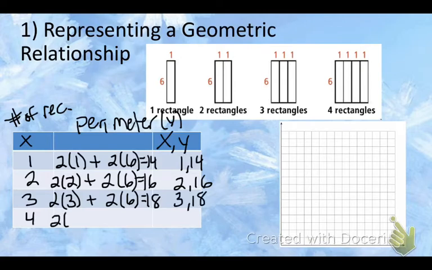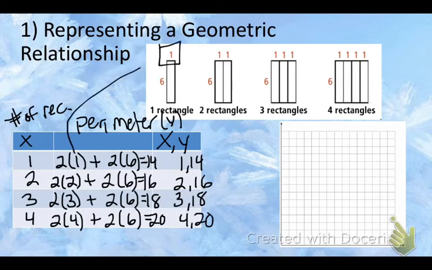And then we have 2 of the 4 lengths plus 2 of the 6 lengths, which gives me a total of 20. So as I look at this, again, I have 2 of my sides that are labeled 1. That's where that's coming from. 2 of my sides labeled 2, 2 of my sides with a 3, and 2 of my sides with a 4.